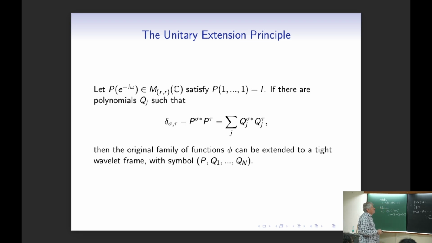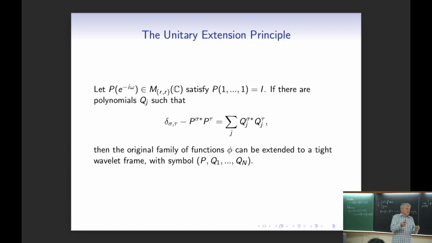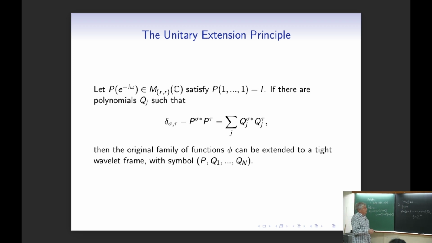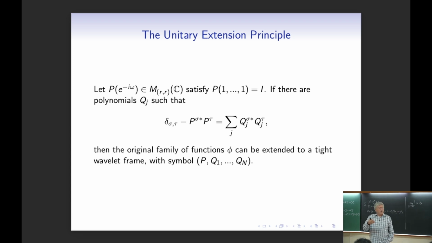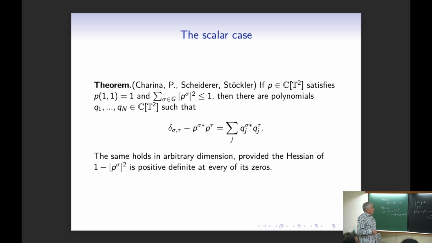And if you have such a decomposition, automatically the original family of functions can be extended to a tight wavelet frame. And then you can decompose functions into this frame as you decompose into trigonometric polynomials, and they somehow reflect the geometry of the domain. So what I wanted to show you is that it's a sums of squares decomposition here in the matrix valued case on the torus, which gives you the whole construction. So very slowly I passed from scalar to matrix valued. And this is the situation.